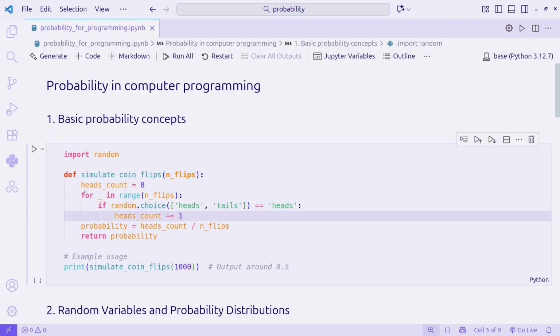And then after finishing the entire for loop, I find out the probability as the number of head counts divided by the number of flips. So it is just consistent with the definition of probability by doing the division of the number of favorable outcomes by the number of possible outcomes. Okay, and then I just return the probability value.